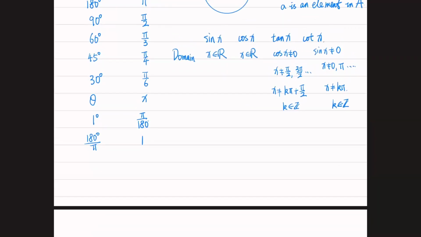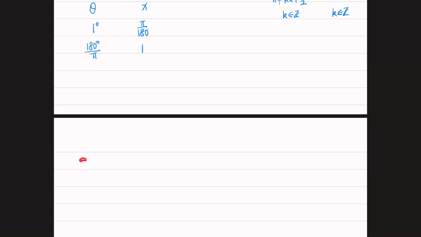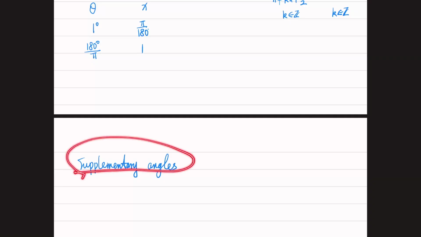Next, let's recall the supplementary angles. Okay, George, can you give me the definition of supplementary angles? What are they? Adds up to 180 degrees. Okay. So previously we defined these two angles as supplementary if alpha plus beta equals 180 degrees.